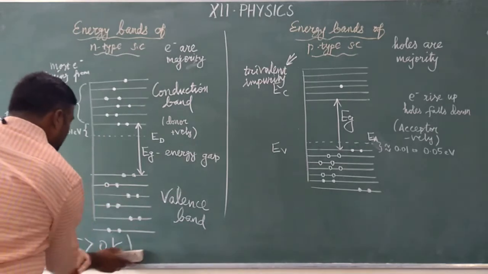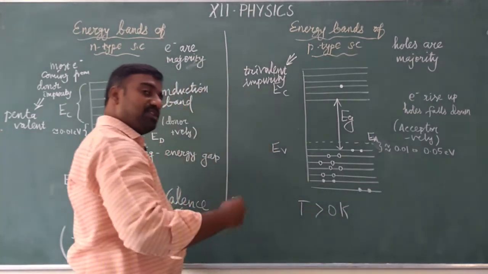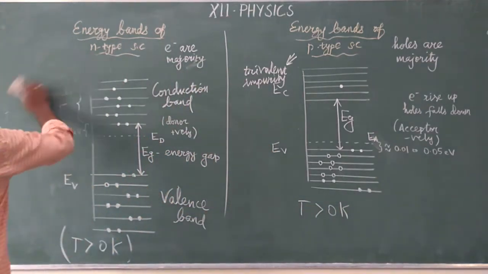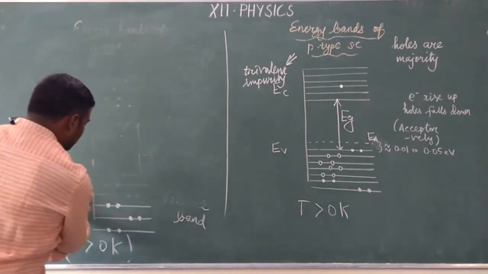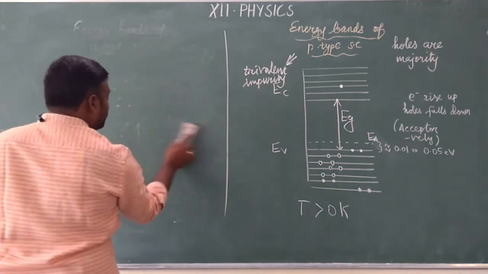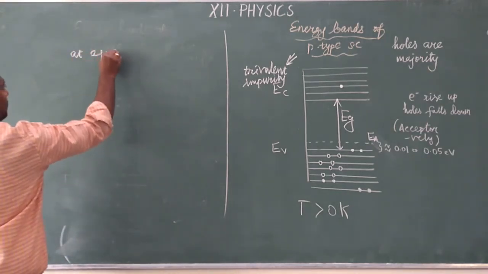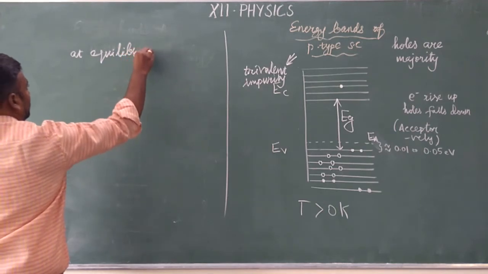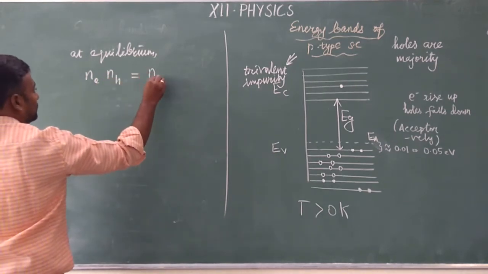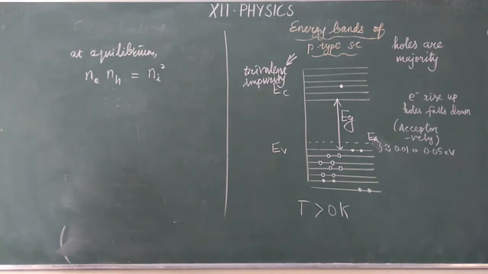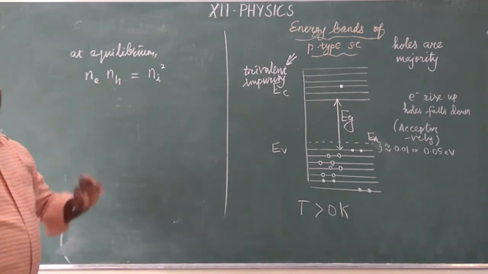And at equilibrium, what will happen? At equilibrium, listen, and this is also by raising the temperature, T greater than 0 Kelvin, mostly at room temperature or more. At equilibrium, the product of the number of electrons and the number of holes is always equal to the square of the intrinsic carrier concentration.